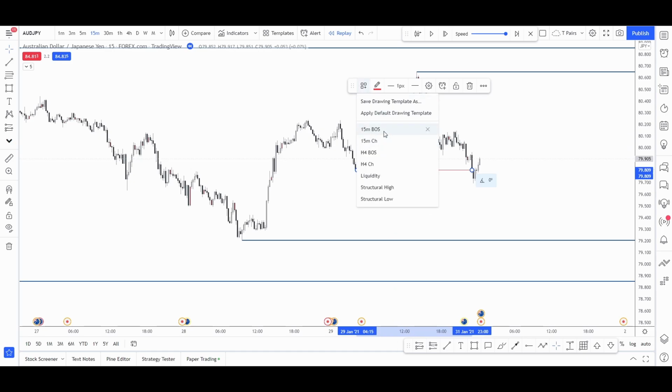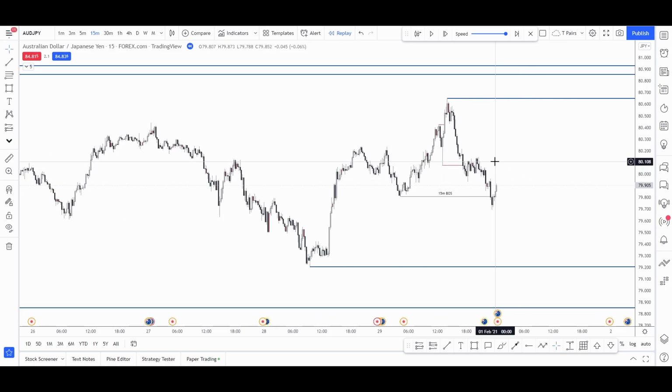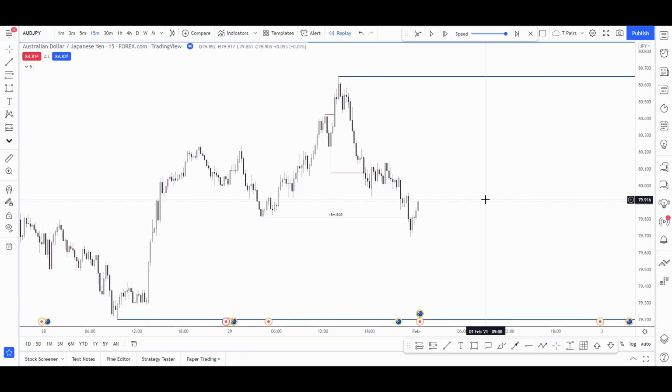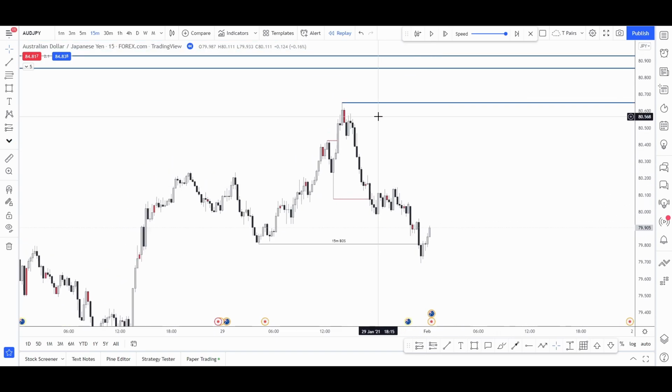Oops, wrong one. So 15-minute break of structure. Okay, and then what we'll do is we'll click into February shortly, but I just want to try and figure out whether or not there's going to be any order blocks on here which are worth looking at. Now, there's one here which has been mitigated by this, so let's just put on a mitigation so I don't forget.